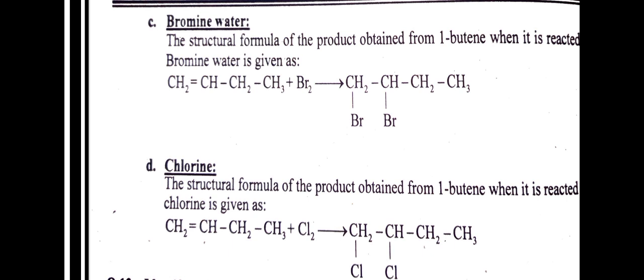In the same way, one molecule of chlorine is added across the double bond, and we are getting 1,2-dichlorobutane. Both of these reactions are the same. We are only having the different halogen atom. In case of C part, we are having bromine water, and in case of D part, we are having chlorine. Otherwise, both of these are the halogenation of alkenes.